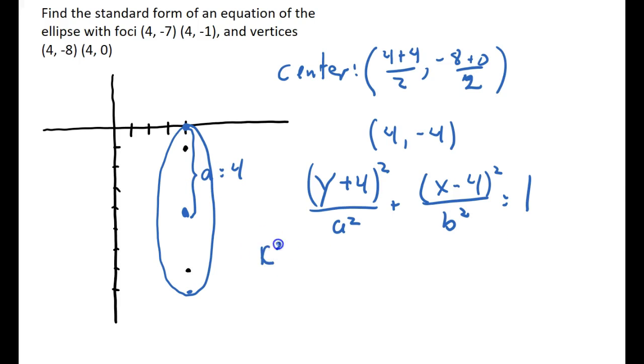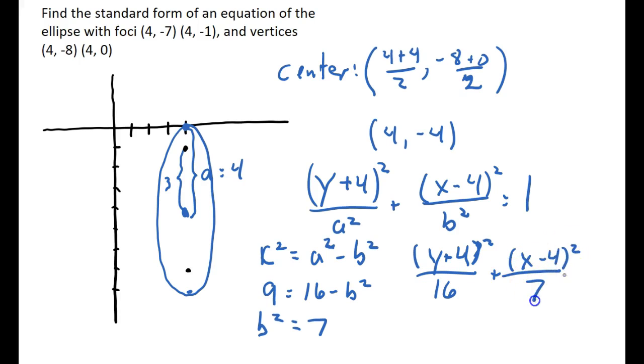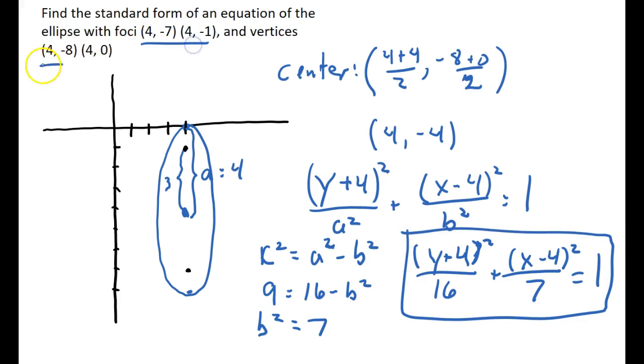What about b? Well, remember that c squared equals a squared minus b squared. And c is that distance there, which is 3. So 9 equals 16 minus b squared. So b squared equals 7. Now we have everything we need for our equation. (y plus 4) squared over 16 plus (x minus 4) squared over 7 equals 1. And that's the equation of the ellipse with those foci and those vertices.